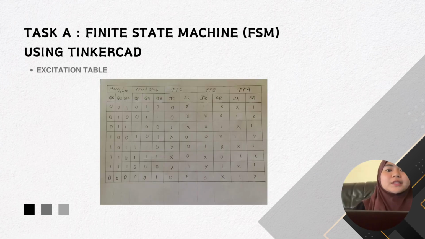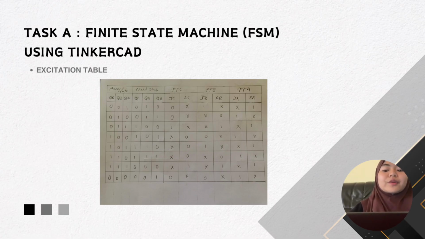So here is the table. We have the present state, next state, FFC, FFB and FFA. So we have 3 Q outputs, which are QA, QB and QC. First we start with 1. So 001, the next state is 010. Then the present state is 010 and the next state is 011, which is the binary number, decimal number 3.